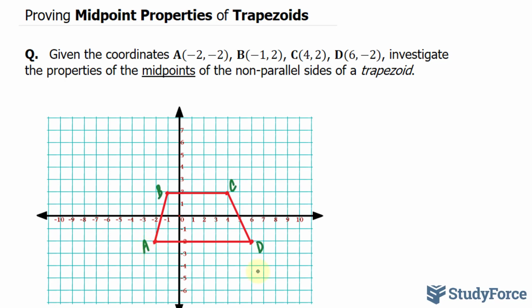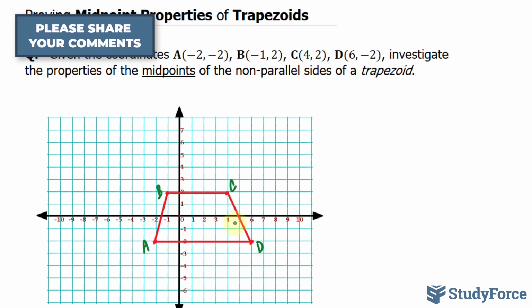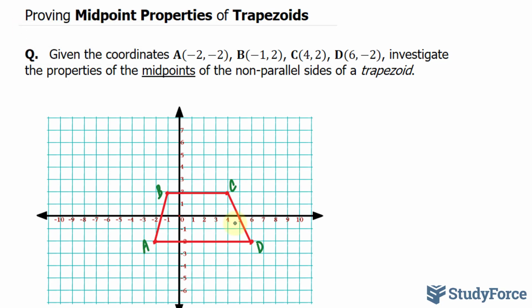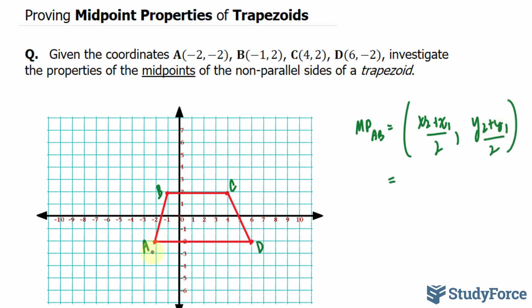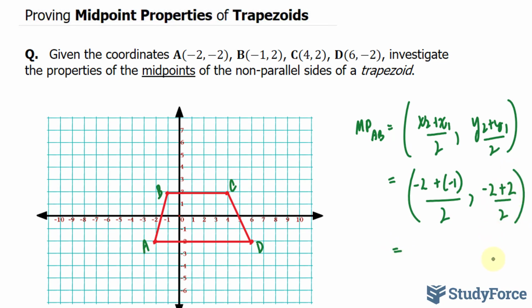Now that I've labeled my trapezoid, I'll go ahead and find the midpoint between A and B. I'll show you how to do this one, and then you can use the same method to find the midpoint for C to D. The midpoint is the average of the coordinates. So the midpoint between A and B is equal to the average of the x's and the average of the y's. The x-coordinate for A is -2. The x-coordinate for B is -1. Divide that by 2. Then we have 2 plus 2 divided by 2. This is equal to 0. -2 plus -1 is -3 over 2.